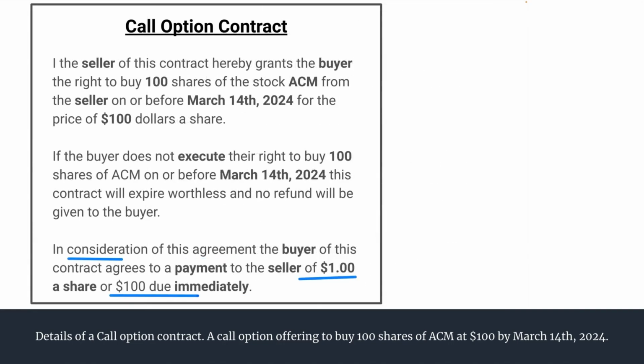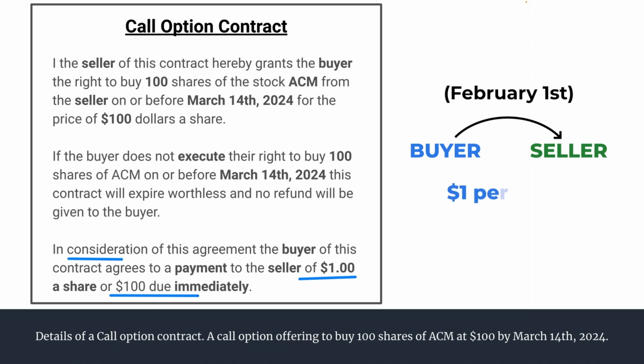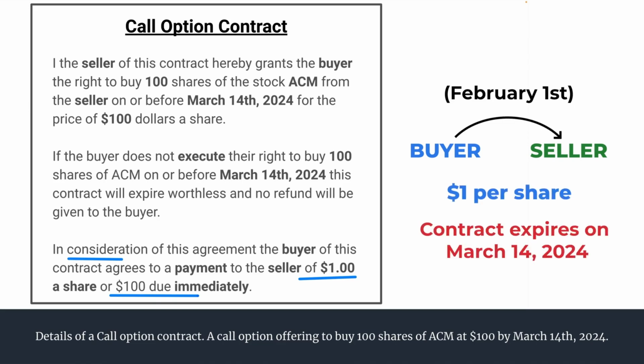For example, it might be February 1st. The buyer of this contract might have given the seller $1 per share for this contract on February 1st with an expiration date of March 14th, 2024.